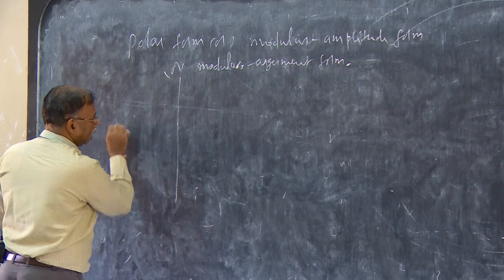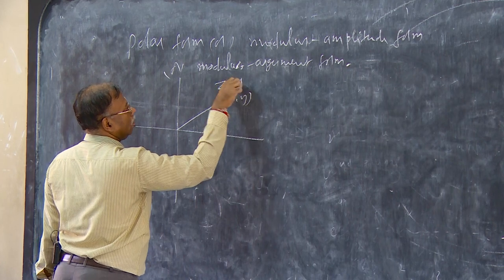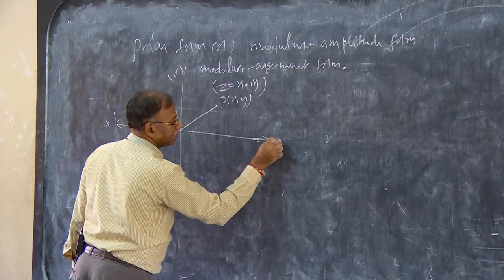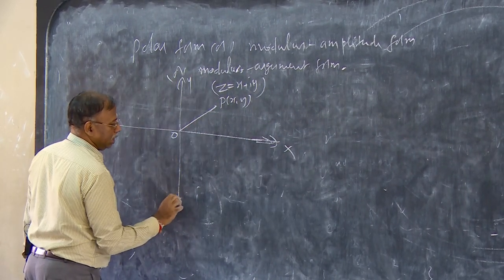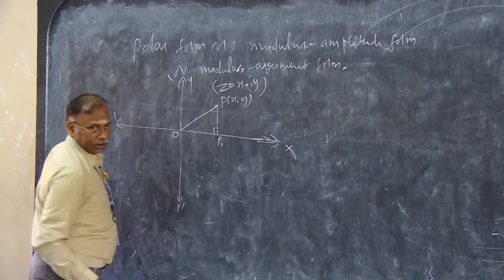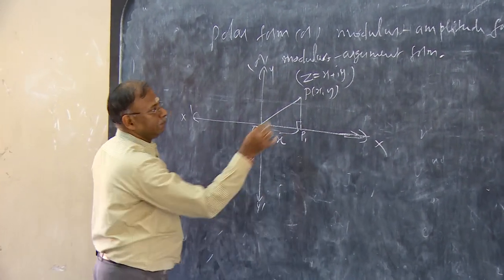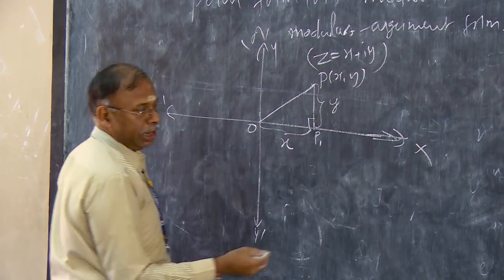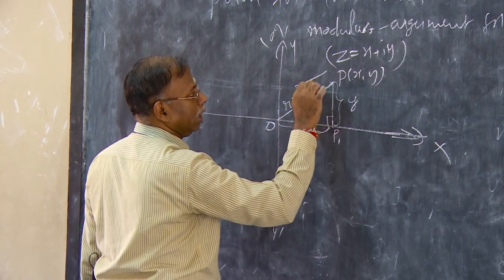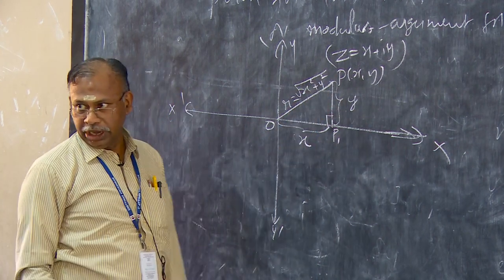Let me take a general point P(x, y) in the coordinate plane. This is equivalent to the complex number z equal to x plus iy. Let me plot the x-axis and the y-axis. Now let me draw PP1 perpendicular to the x-axis. This length is the x-coordinate of the point, x, and this gives the y-coordinate of the point, y. I take this length, as a notation, r equal to the root of x square plus y square, by Pythagoras theorem. It is a right angle triangle.